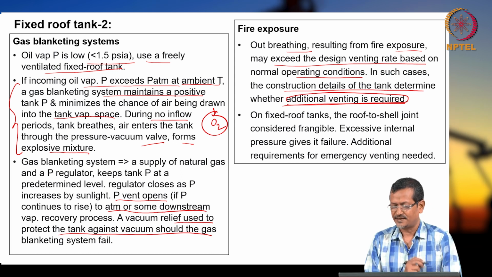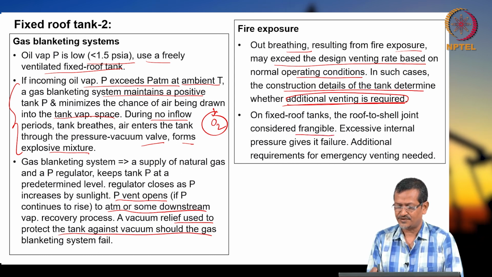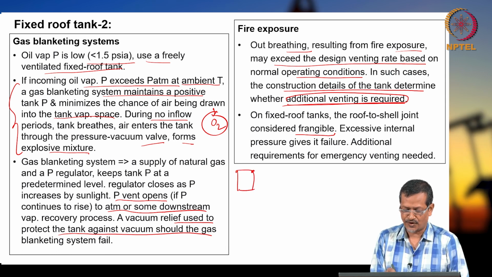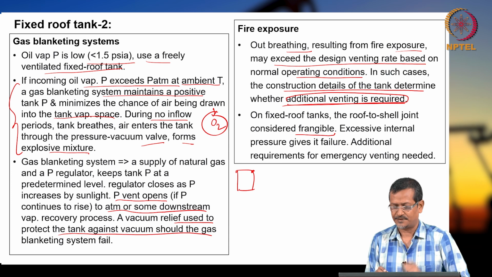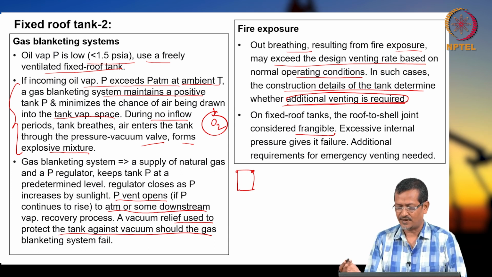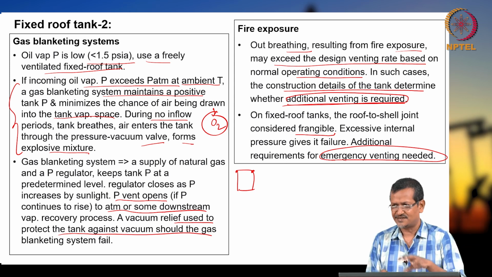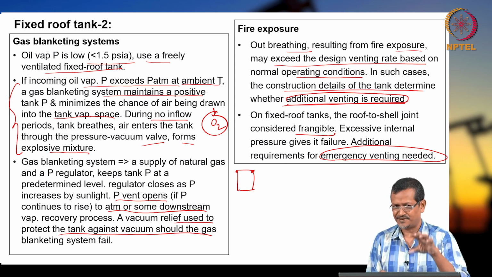On a fixed roof tank, the roof-shell joint is considered frangible. So the roof and shell joints may be a little bit frangible. Excessive internal pressure gives failure there, so an additional requirement for emergency venting may be needed. So again, safety. Everything is about safety.